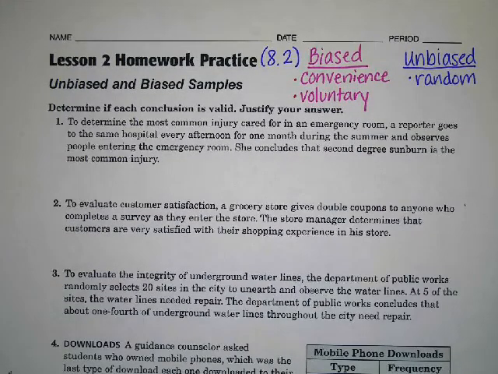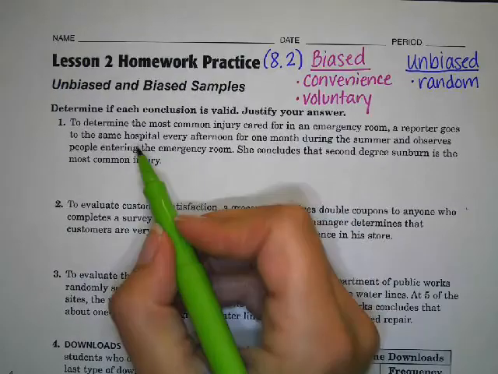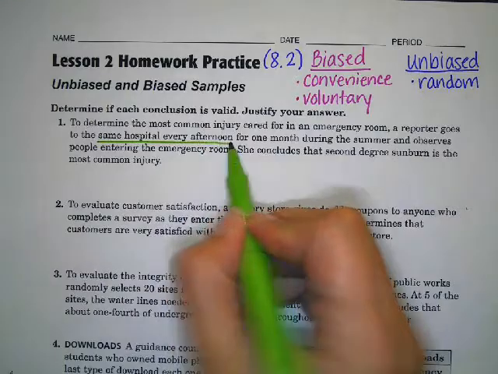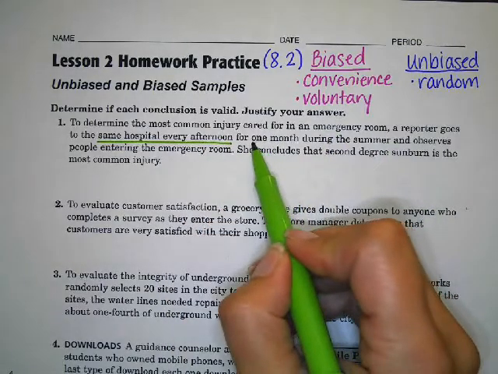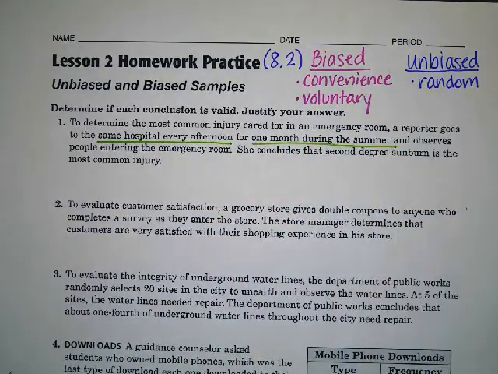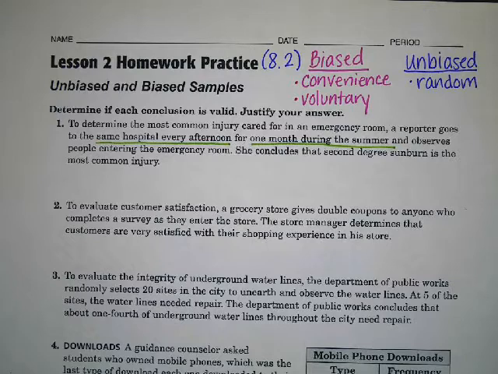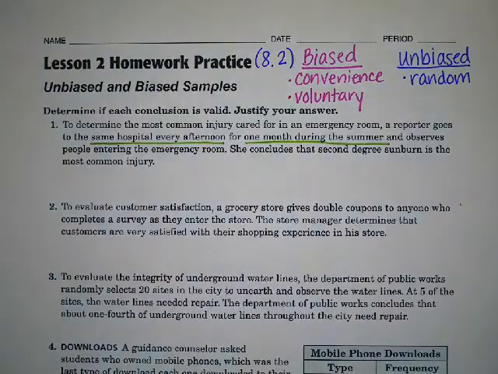So number 1 says to determine the most common injury cared for in an emergency room, a reporter goes to the same hospital every afternoon for 1 month during the summer and observes people entering the emergency room. She concludes that the 2nd-degree sunburn is the most common injury. Now, when we're talking about this sample, we want to know, is it biased or unbiased?